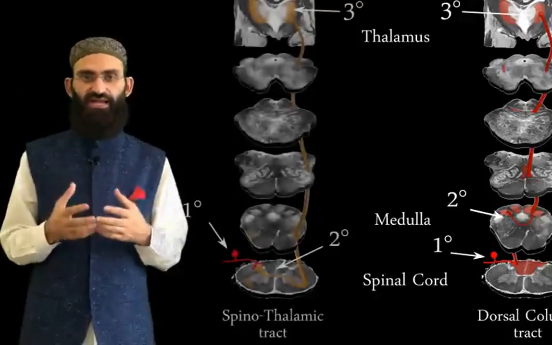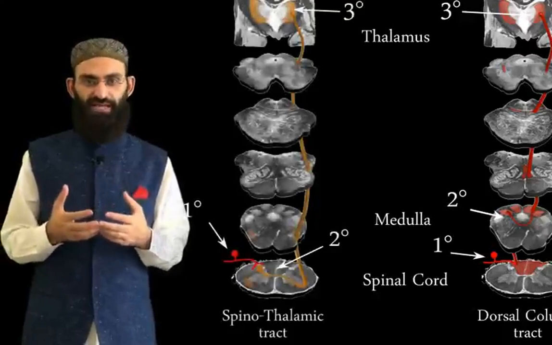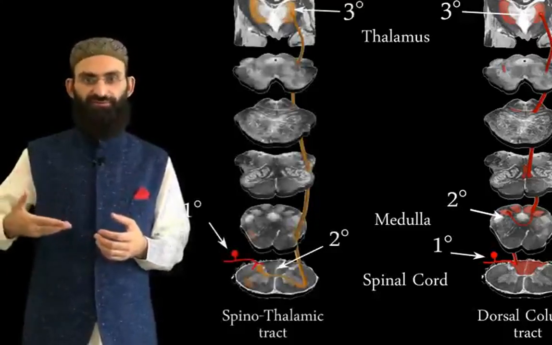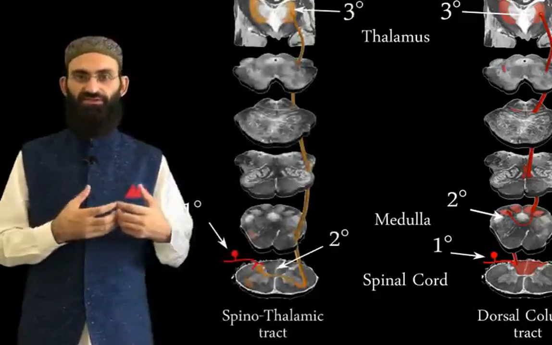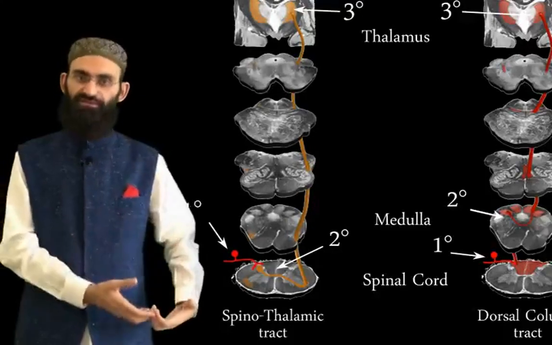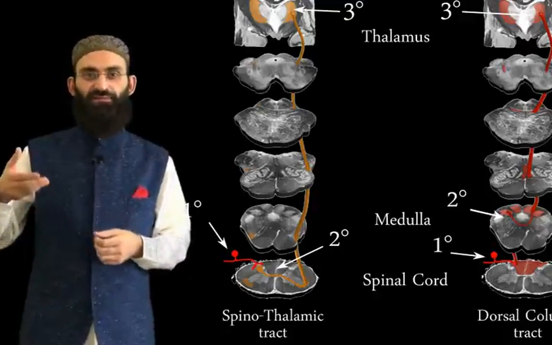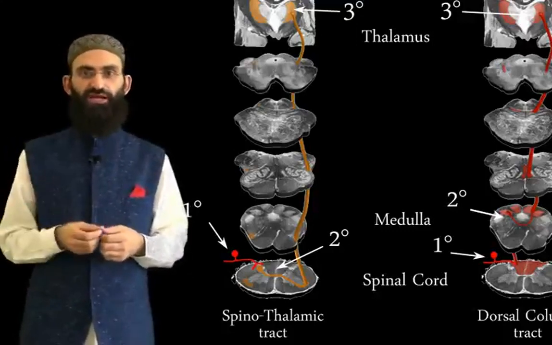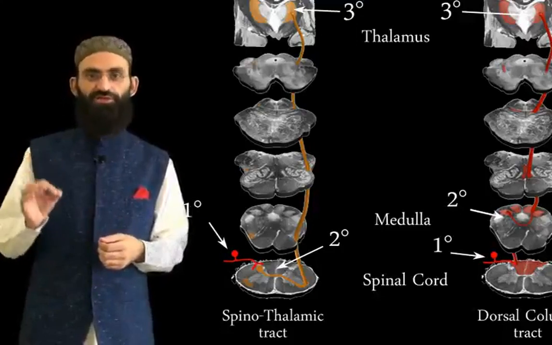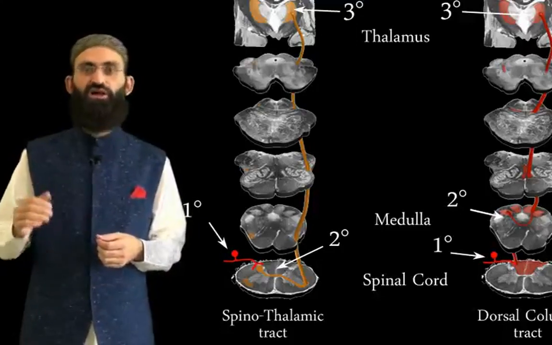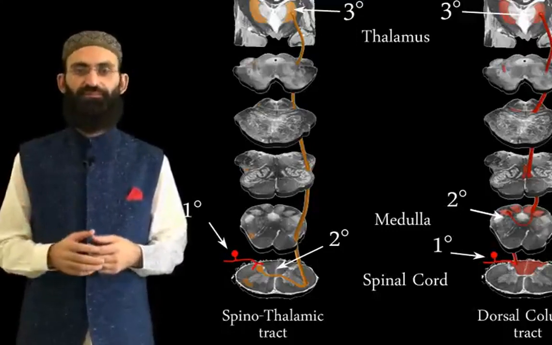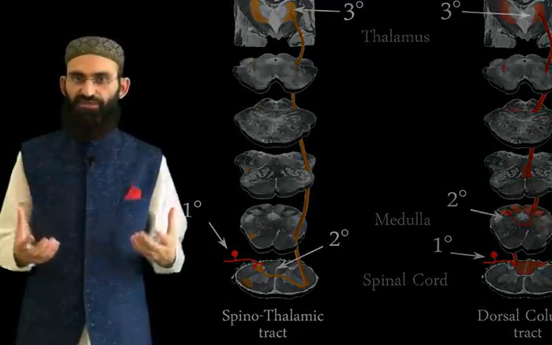So now you can understand that if there is damage to the right spinothalamic tract, there will be loss of pain and temperature sensation on the left side, while if there is damage to the right dorsal column tract, there will be loss of vibration and proprioception sensation on the same side, on the right side. Now this was the brief overview of the neuroanatomy and the ascending and descending pathways, and we'll go into further details of hemiplegia and paraplegia.